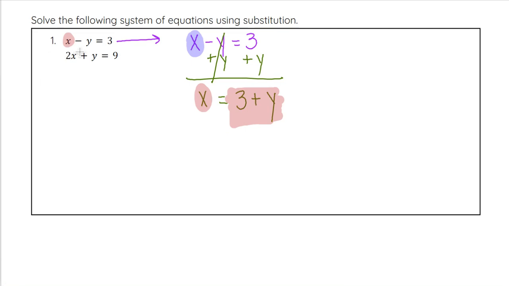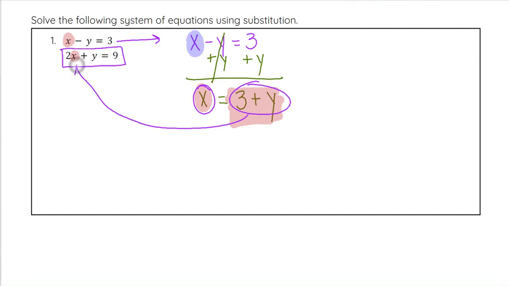So in this second equation, we are going to replace x with what it is equivalent to. In this case, x is equivalent to 3 plus y. So we can put 3 plus y in place of x, and it will mean the same thing because those are set equal to each other. Let's write that out. 2x is now 2 times 3 plus y, and then we continue with the rest of the equation: plus y equals 9.